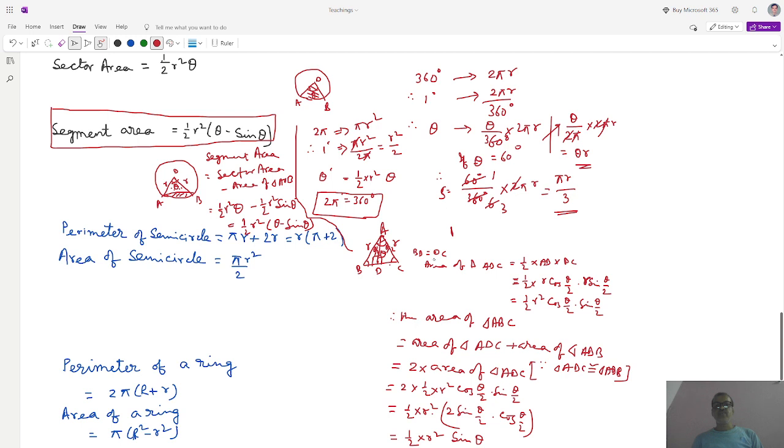VD equal to DC. Now, area of triangle ADC equals half into AD into DC. Here AD is the height and DC is the base. Equals half into AD, meaning R cos theta by 2, and DC, meaning R sin theta by 2.